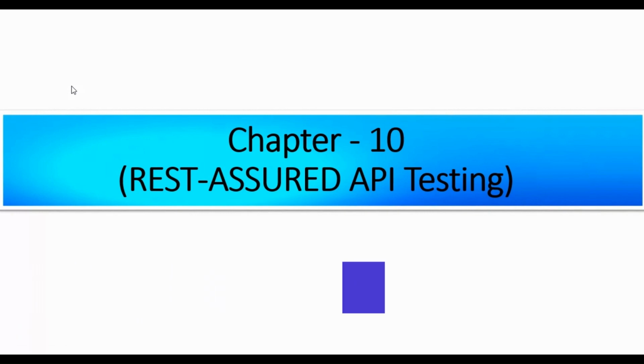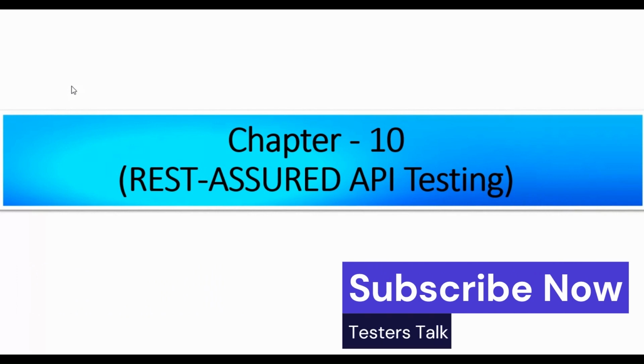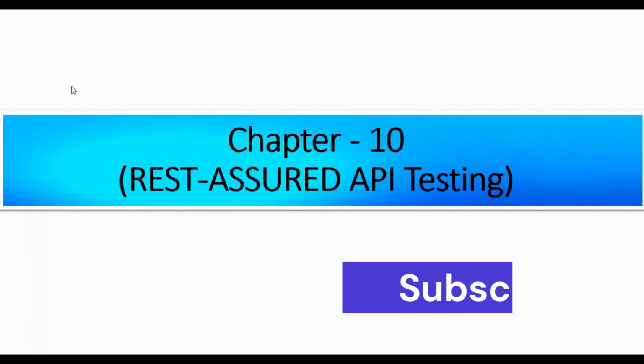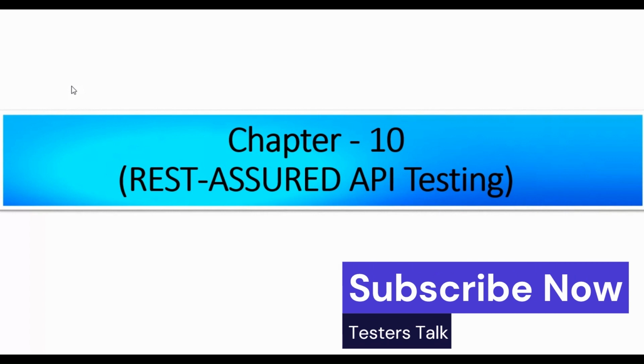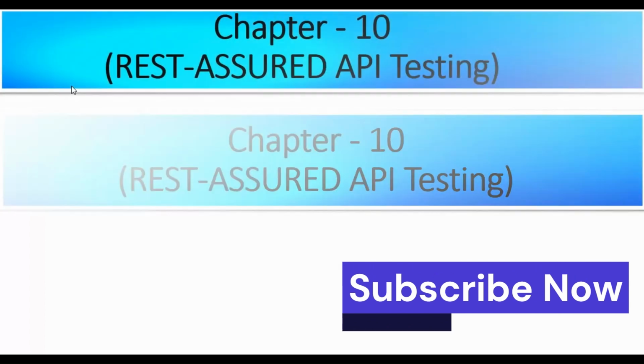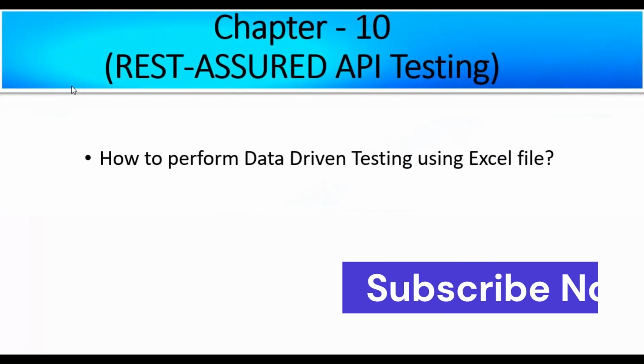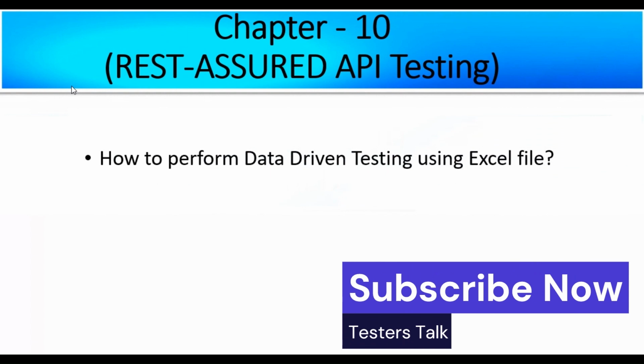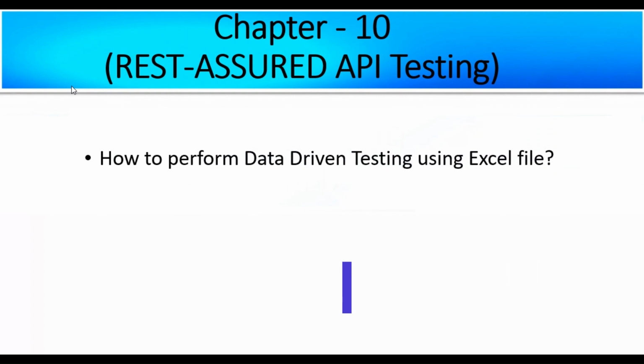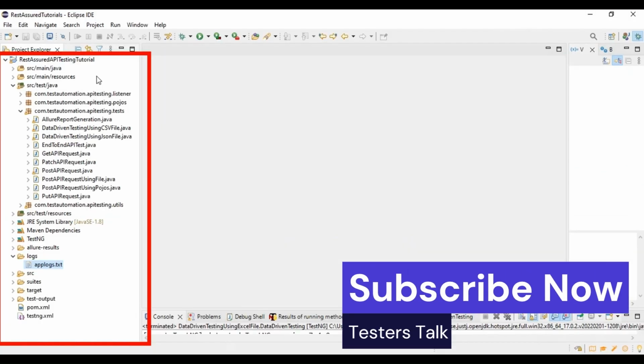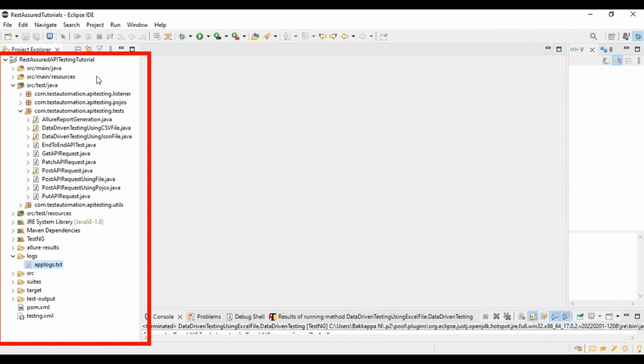In the previous Rest Assured API testing tutorial, I discussed how to perform data-driven testing using a CSV file. In this chapter 10, I will discuss how to perform data-driven testing using an Excel file in Rest Assured API testing. Let's start discussing how to perform data-driven testing using an Excel file in Rest Assured API testing.